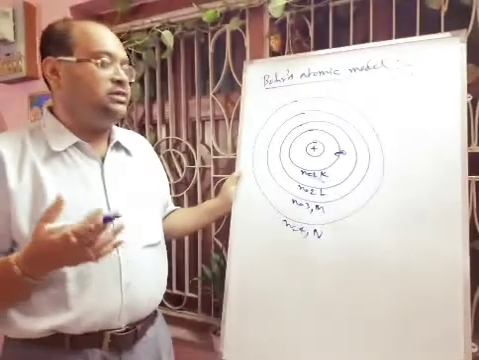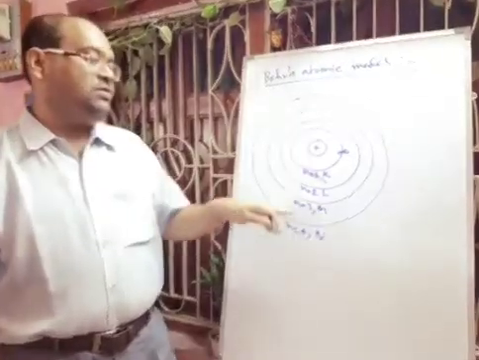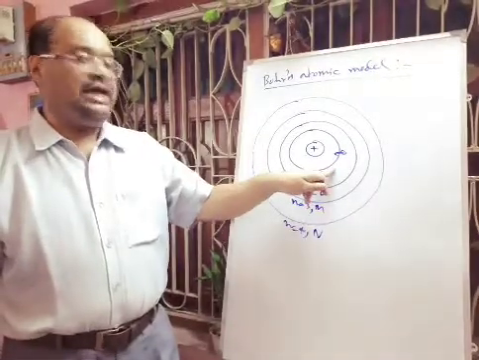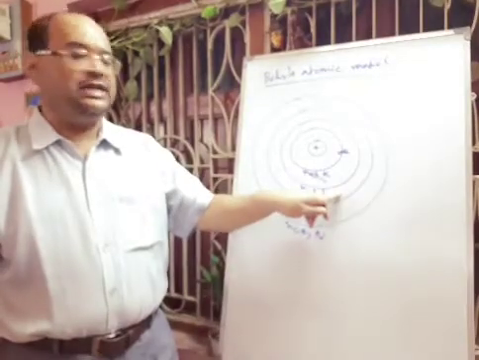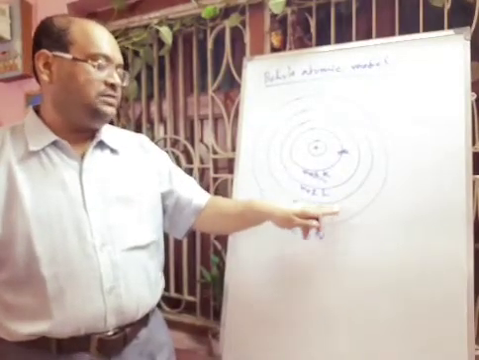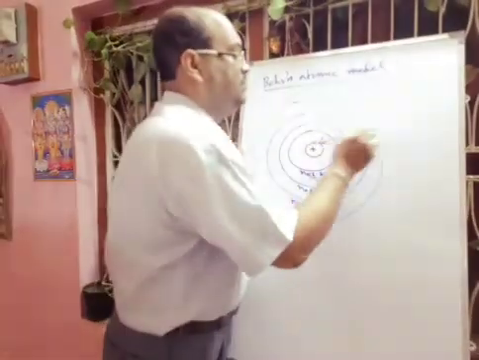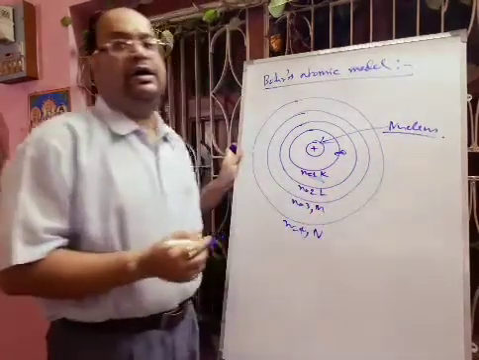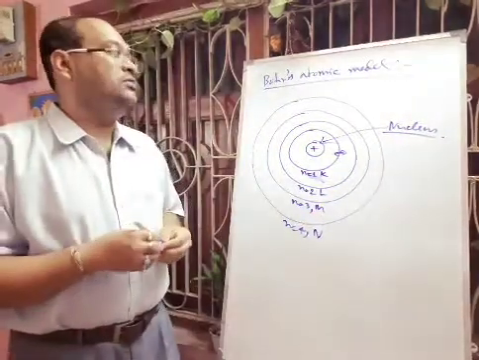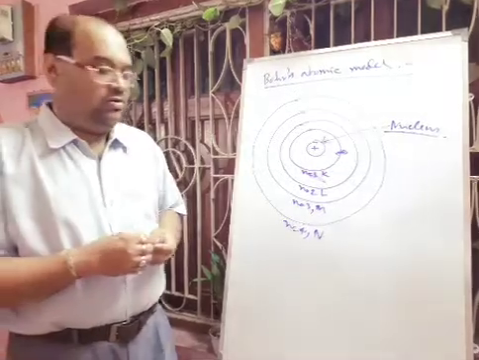So here will be the electrons, and next, when we discuss the arrangement of electrons in different orbits, then you can understand. So this is your K cell, the first energy level, this is your second energy level, this is your third energy level, this is your fourth energy level, and this one is the nucleus. So that is all about Bohr's atomic model. Hope you can understand.